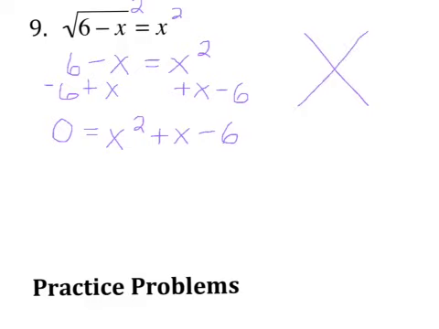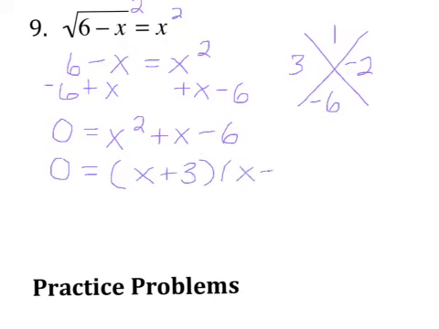So we need to find two numbers that add to 1 but multiply to -6. Can you think about what those two numbers are? If you said 3 and -2, you are correct. So we are going to factor this as x plus 3 and x minus 2.